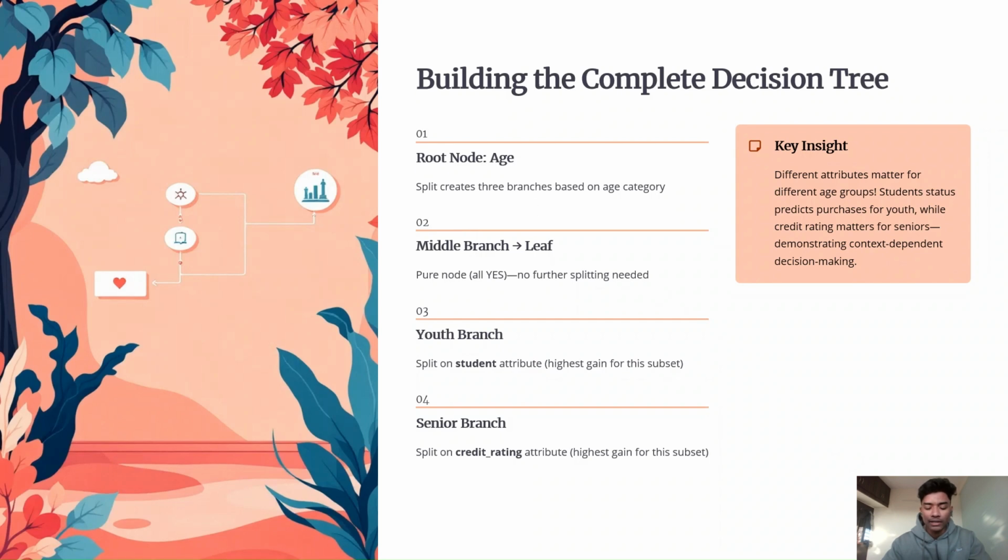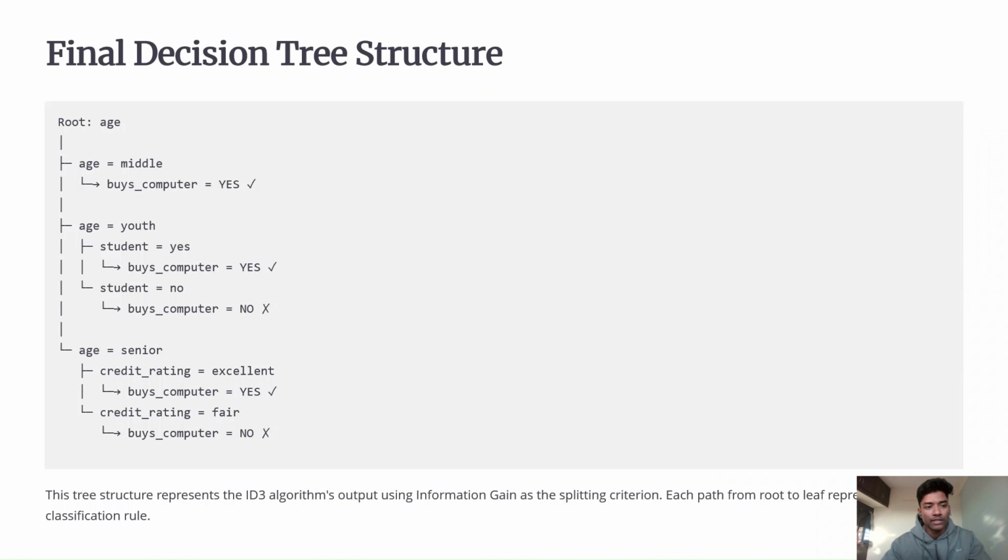Now let's see the final tree structure here. As we can see, the root is age. Age equals middle aged has buys computer as yes. Age equals youth: student equals yes means buys computer equals yes, and student equals no means buys computer equals no. Age equals senior: credit rating equals excellent means buys computer equals yes, and credit rating equals fair means buys computer equals no. This tree structure represents the ID3 algorithm's output. Each path from root to leaf represents a classification rule.